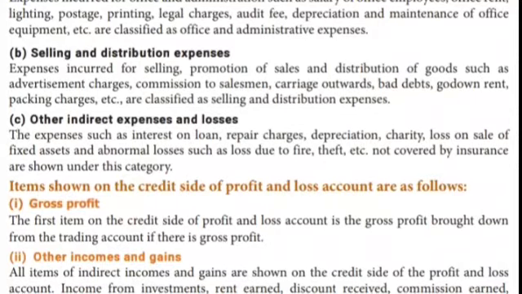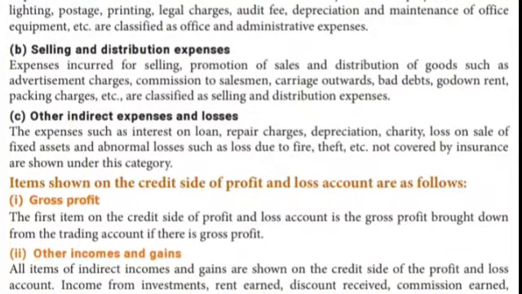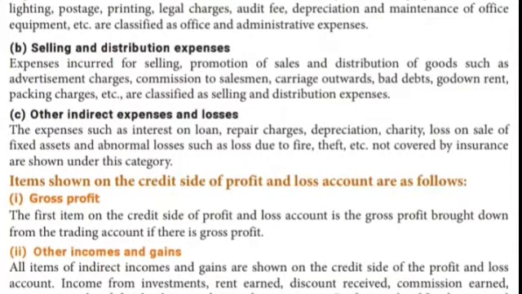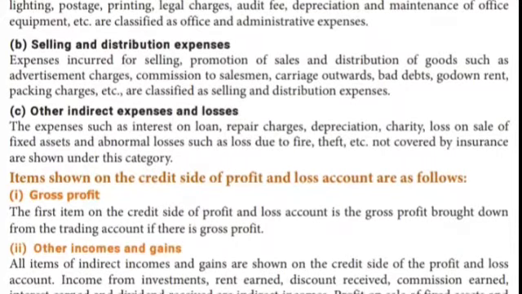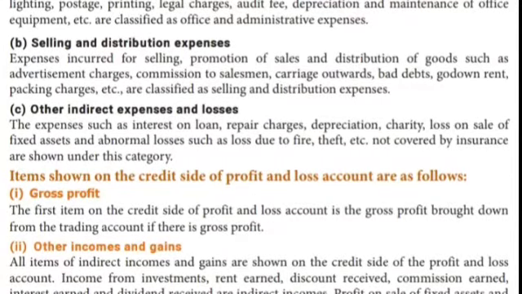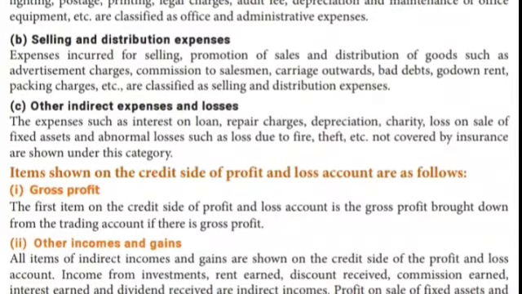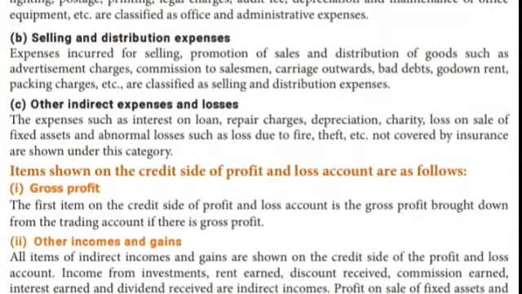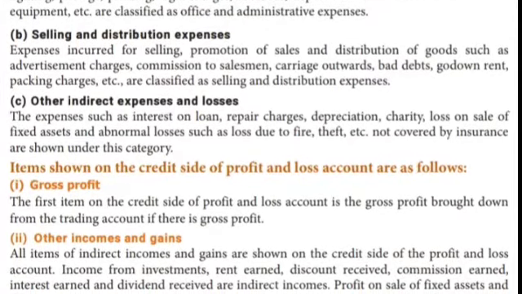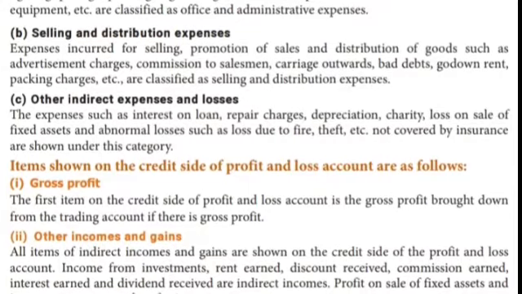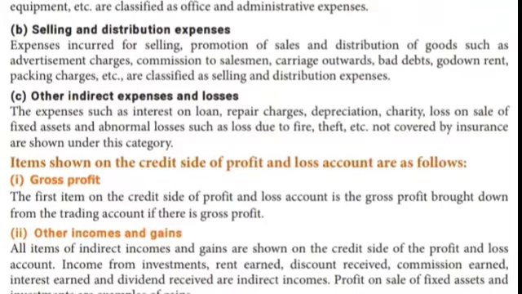Next one, other incomes and gains. All the items of indirect incomes and gains are shown on the credit side of the P&L account. Debit side has indirect expenses, credit side is just the opposite, indirect incomes. What are the items under indirect incomes? Income from investment, rent earned, discount received, commission earned, interest earned and dividend received are indirect incomes.